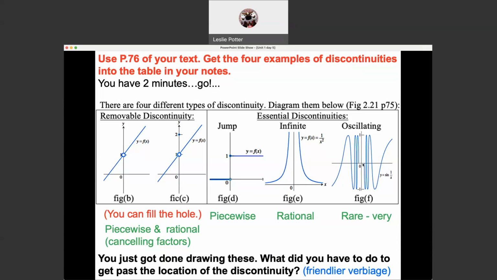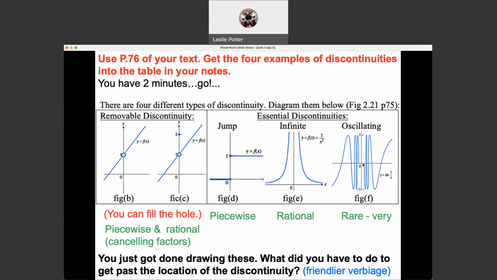So think about it. Here I am, I'm drawing my function, I come up to the discontinuity. What do I have to do to continue? I can't. What do I have to do with my pencil? Lift it up, come over here, and then what? I can keep going, right? Let's take a look at this one.